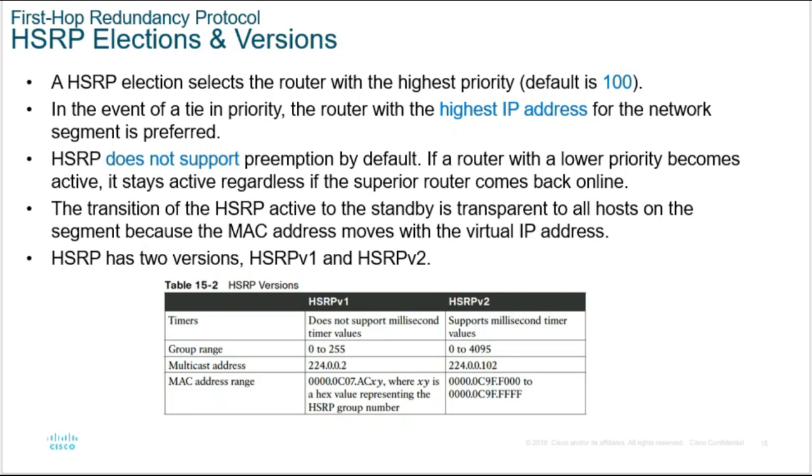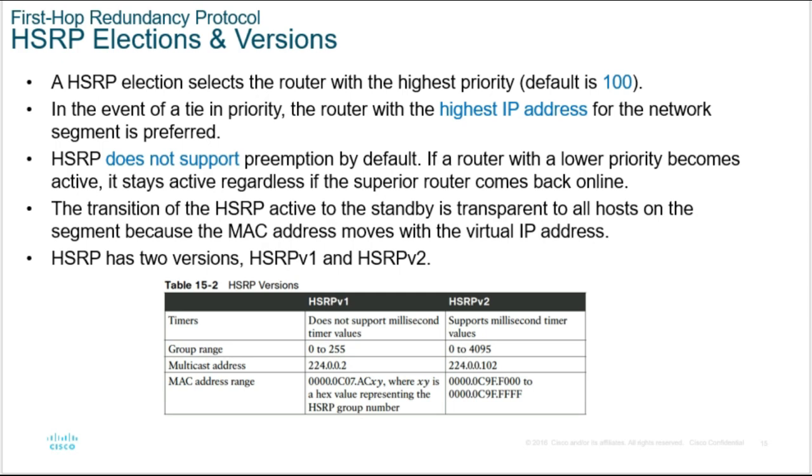So the HSRP active and standby routers are chosen by looking at the priority. So it will select the router with the highest priority. By default, all routers will have the priority of 100. So in this case, if there is a tie, the router with the highest IP address will be selected.